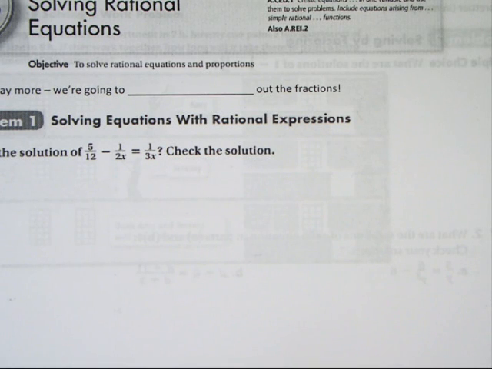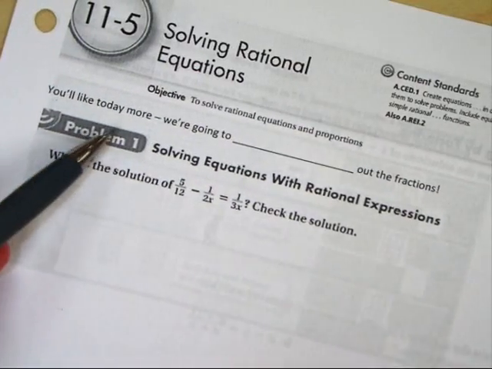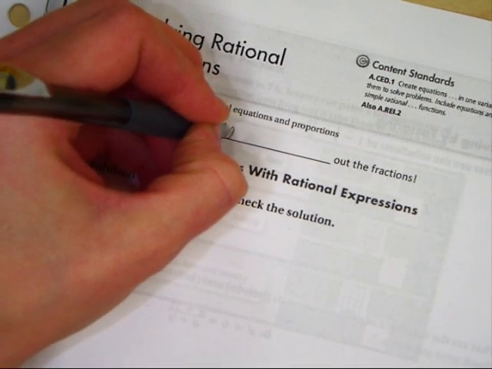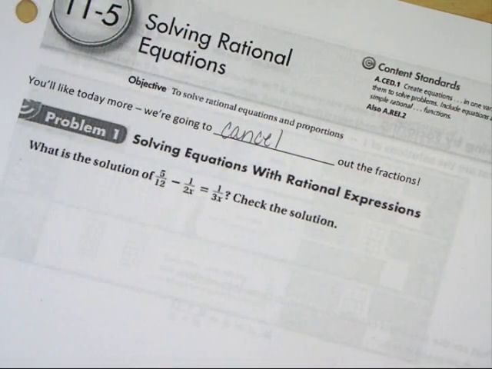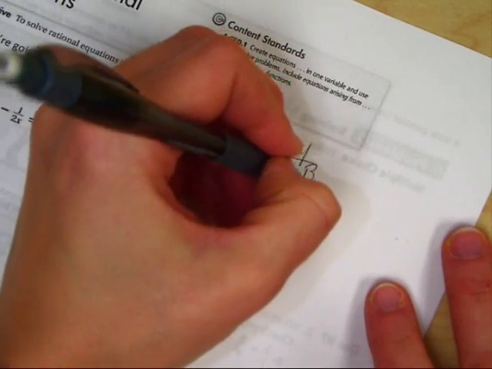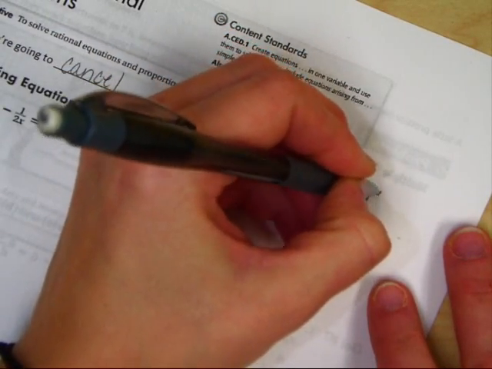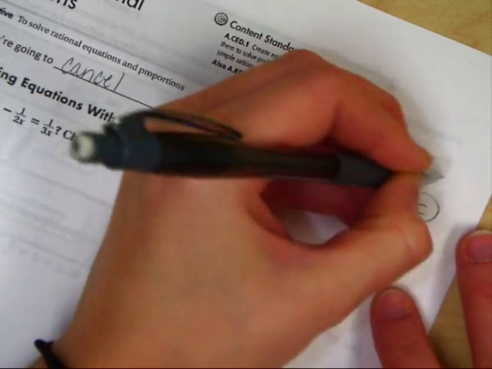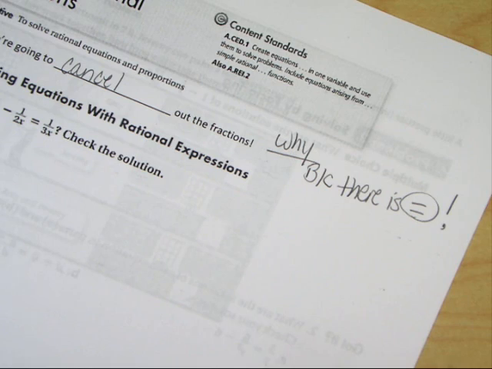As we move on to 11-5, you're probably going to like 11-5 a lot more than you liked any of the others. The reason being is we are going to see today that the fractions, or the denominators, we're going to cancel them. So in your first blank it says, you'll like today more. We're going to cancel out the fractions. Now, why today are we allowed to cancel out the fractions? Today we're going to cancel out the fractions because there is an equal sign. And that's when you're allowed to cancel them out.